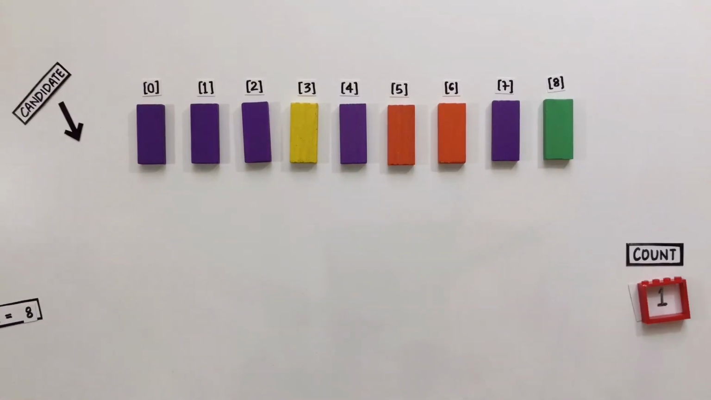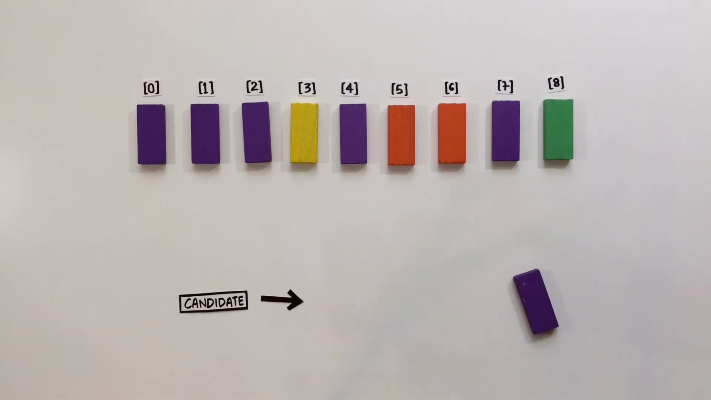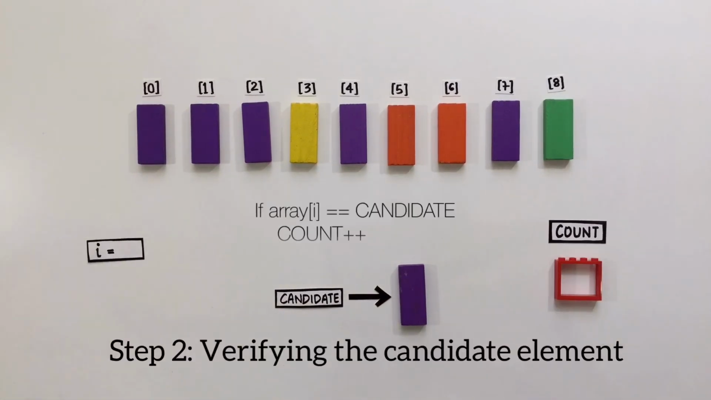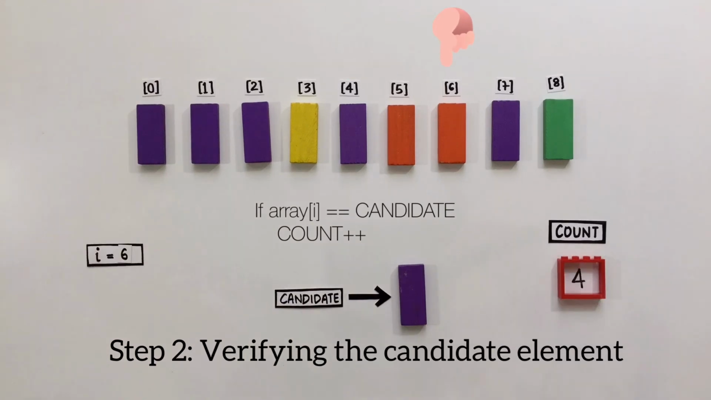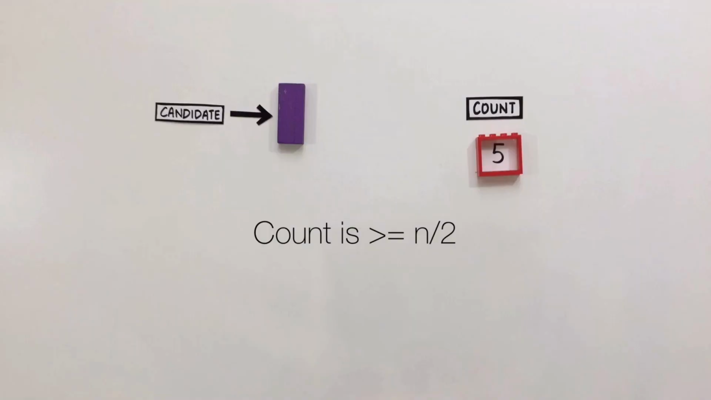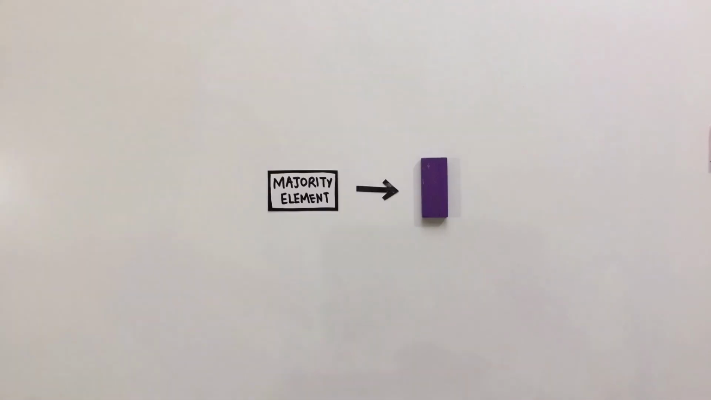The loop ends here so we move to step 2. Purple is found to be the candidate element. Now let's verify our answer. We go through the array once and increment count every time the current element equals the candidate element. Since the count for the candidate element is greater than n by 2, this is the correct majority element.